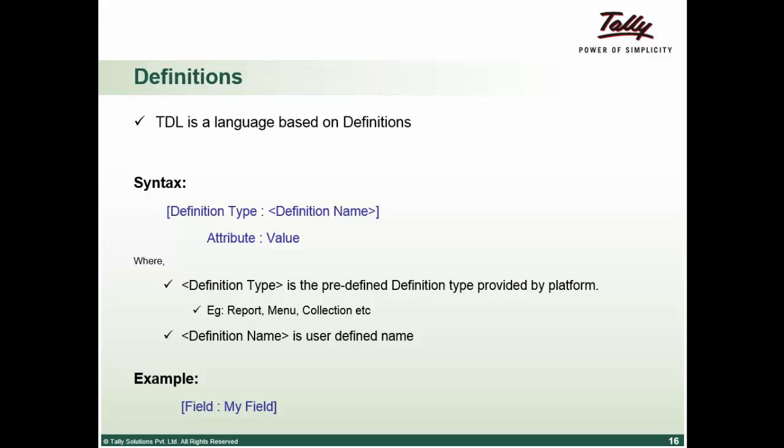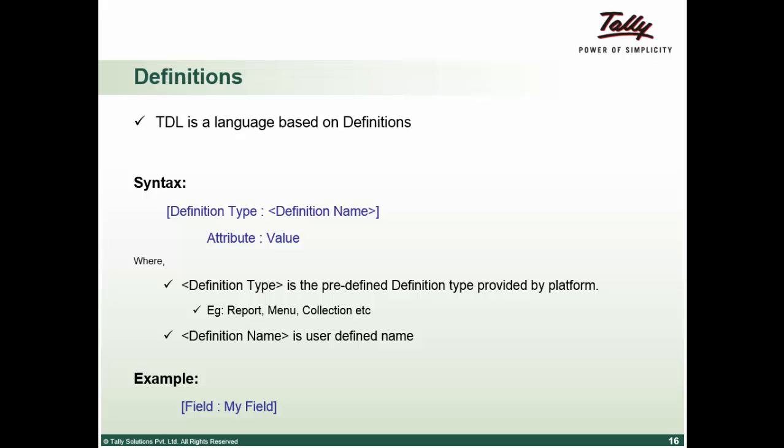Whenever a change in the code needs to be reflected in the program, Tally.ERP 9 can be restarted, or you can go and refresh the TDL. The syntax is very simple. Open square bracket, definition type, colon, the definition name. So all the definitions start with an open square bracket and end with a close square bracket. Definition type is the name of a predefined definition type available in the platform.